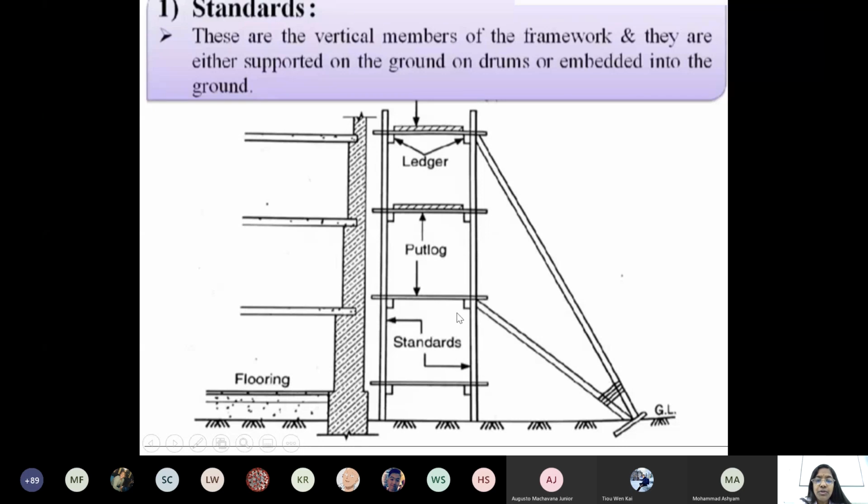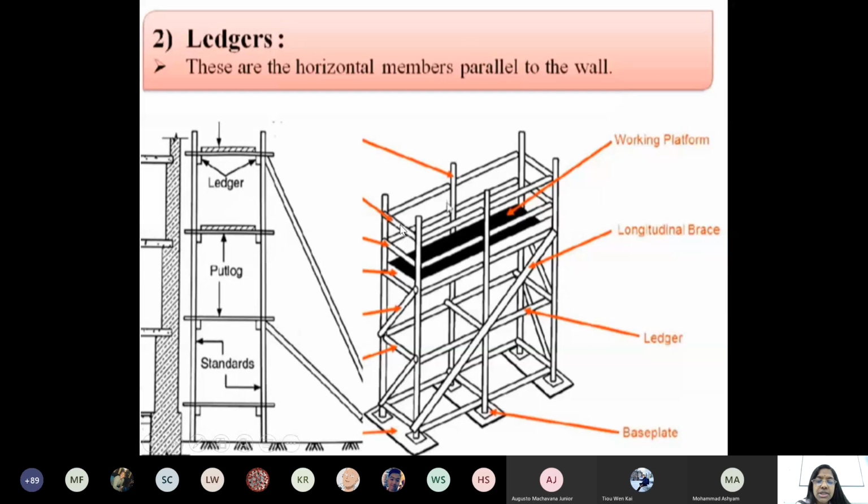Standards. The main rods, the first poles used for the construction of this scaffolding, are called standards, and the crossbars are called crossbars. I will tell you about the crossbars later. And see here, the points and the small squares you're seeing here.